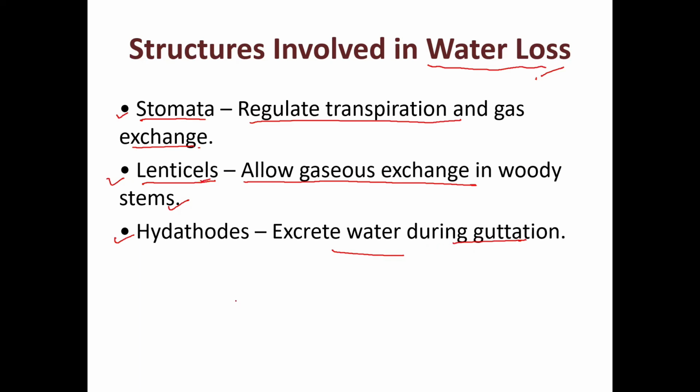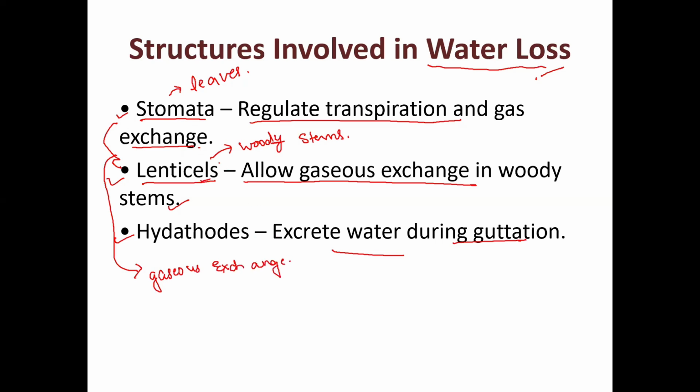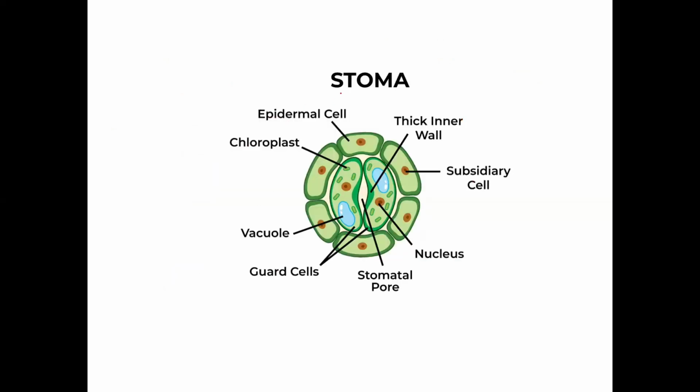So plants also exchange gas and lose water through stomata on the leaves. So basically stomata are found on leaves, and lenticels are raised pores found on woody stems. Both help in gas exchange and some water loss. So these two basically help in gaseous exchange especially, and all three help in losing water: stomata, lenticels, and hydathodes.